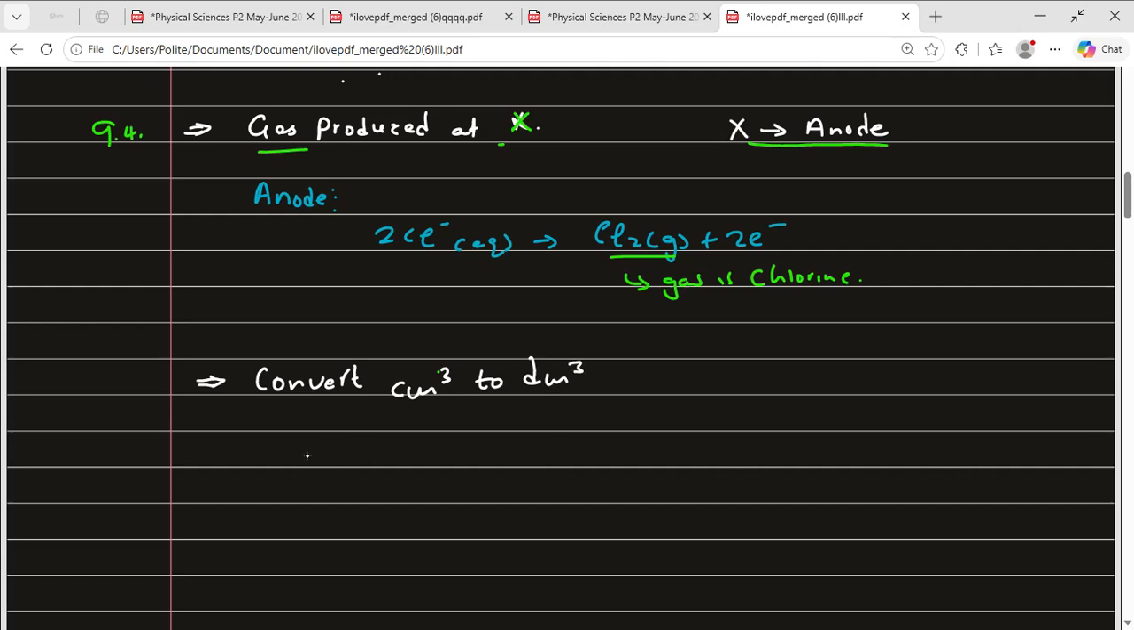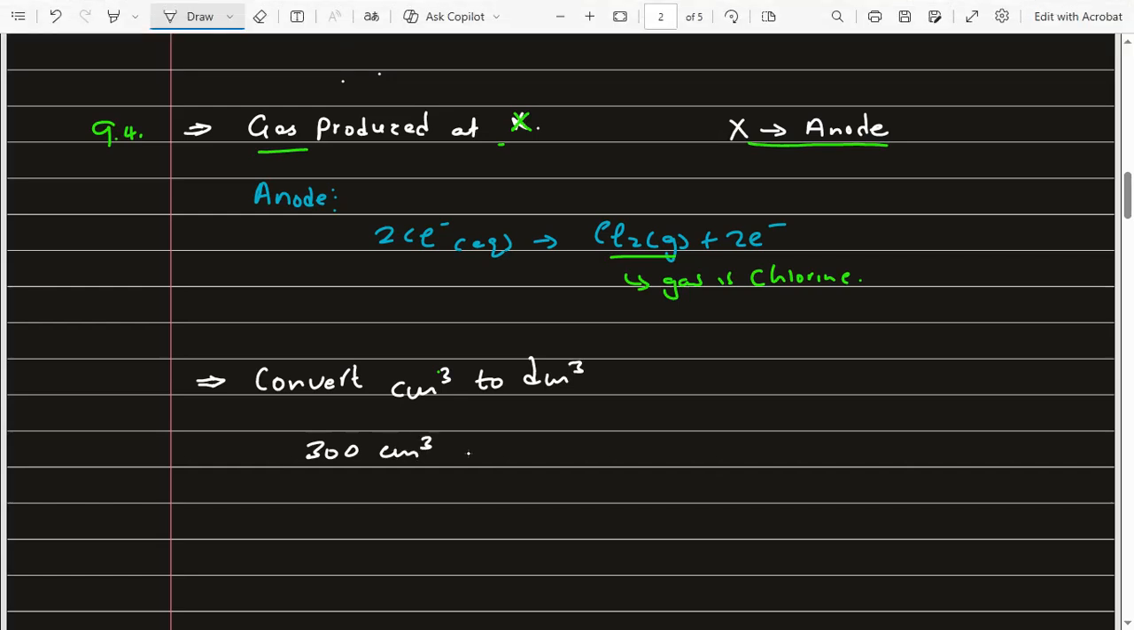And then how do we do that? So you are given 300 centimeter cube. Then you're going to divide that by 1,000, because we know that 1,000 centimeter cube is equal to 1 decimeter cube. So we can just divide that 300 by 1,000, and this will give us 0.300 decimeter cube. So that's our volume. Right.